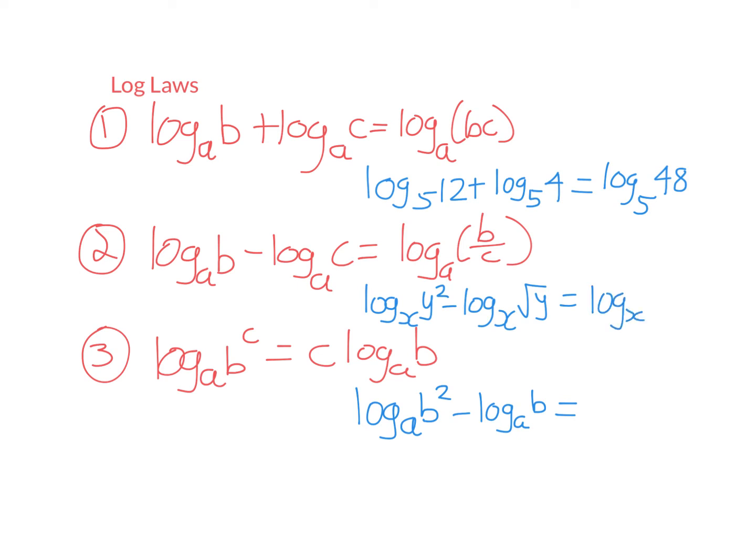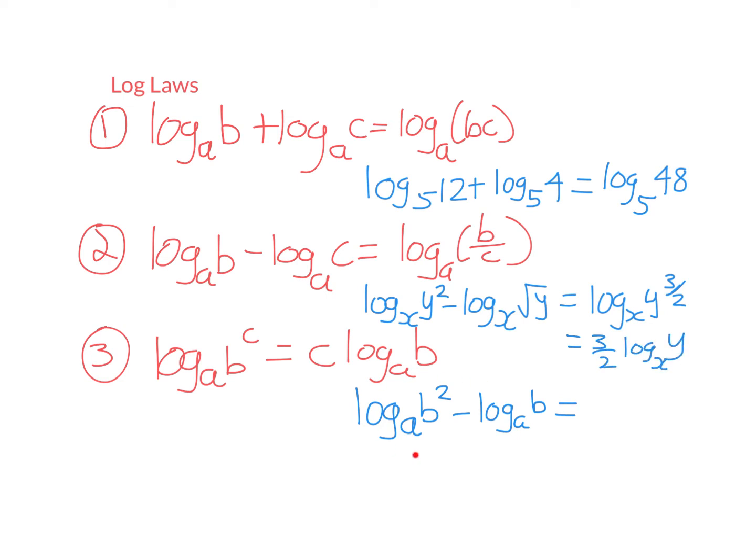Now, what is y squared divided by square root of y? Well, square root of y is y to the power of a half. When you're dividing bases, you subtract the powers. 2 minus a half is 3 over 2. And so the third log law actually tells us that we can write this by moving the power to the front and just writing it like this.